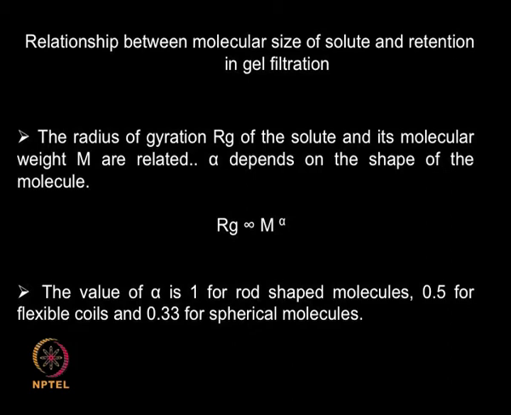If the shape of the molecule is like a rod, then alpha will be 1, that means Rg is proportional to m. If it is like a flexible coil, alpha is equal to 0.5, that means Rg is proportional to square root of m. Okay. If it is spherical in shape, then Rg will be proportional to m raised to the power 1 by 3. So depending upon the shape of the molecule, the radius of gyration changes as a function of molecular weight m.